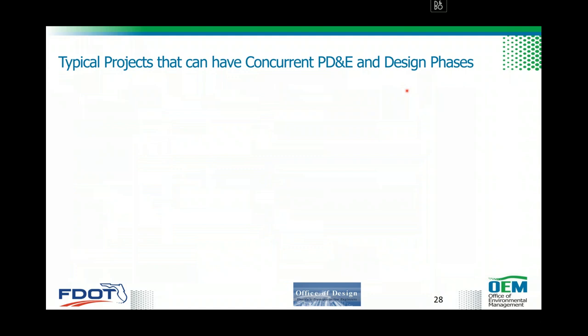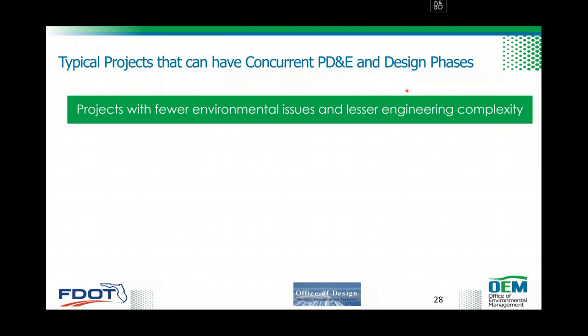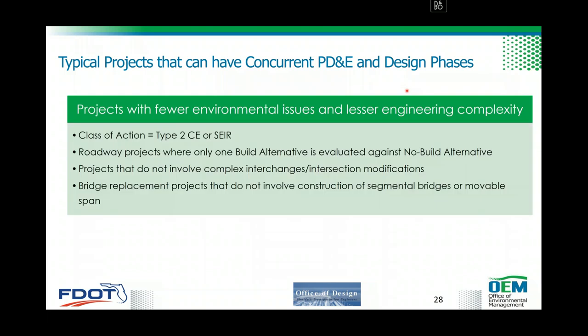Typical projects that can have both PD&E and design combined: these are the projects with fewer environmental issues and lesser engineering complexity. Okay, so those who are doing PD&E projects now know that most of the projects will be Type 2 CE, or Type 2 categorical exclusion projects. And of course, all SEER will have an opportunity of overlapping PD&E and design. The caveat is that you have to have both phases, PD&E and design, funded concurrently, funded together in the same year. So if the class of action is a Type 2 or SEER, you can overlap PD&E and design. Roadway projects where only one build alternative is evaluated against the no build alternative: most of these projects will have a class of action of Type 2.